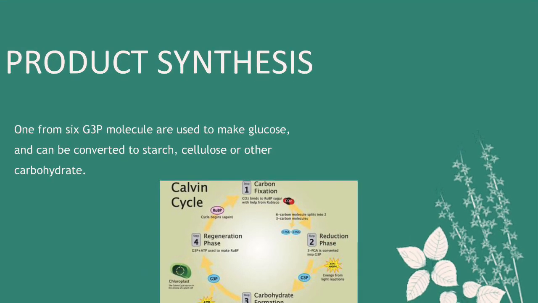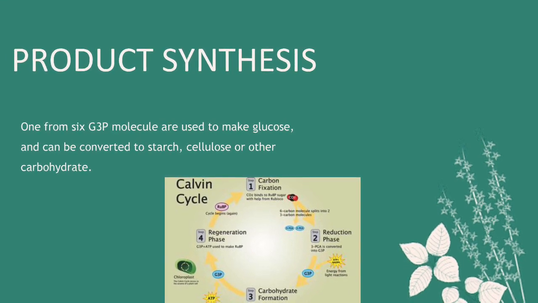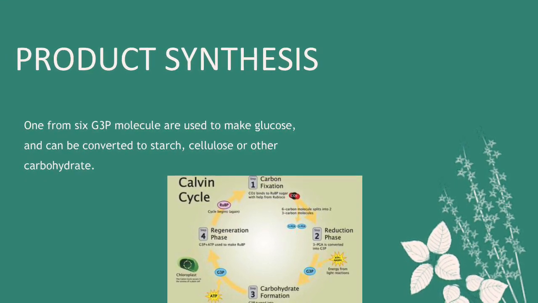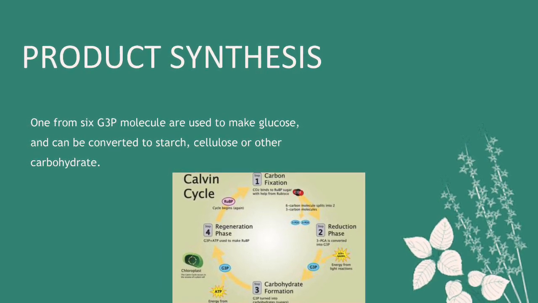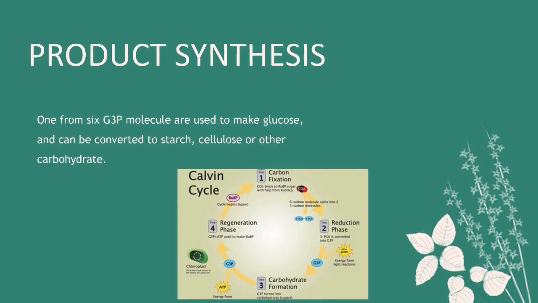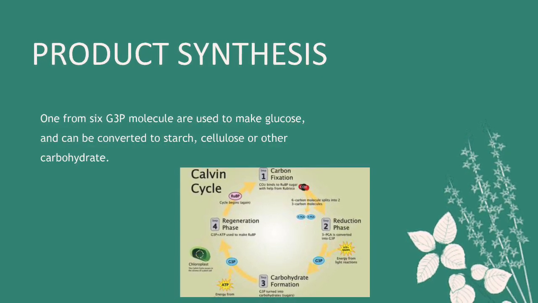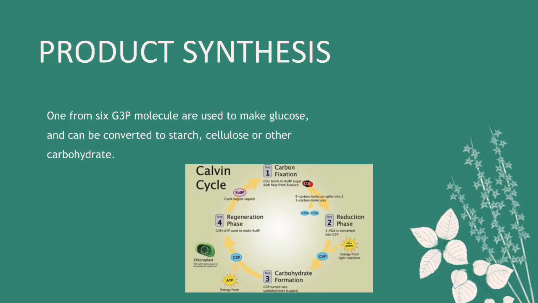The fourth and final step in the Calvin cycle of photosynthesis is product synthesis, where energy and sugar interact to form the molecule RBP, allowing the cycle to start again. One of the G3P molecules is used to make glucose and can be converted to starch, cellulose, or other carbohydrates.